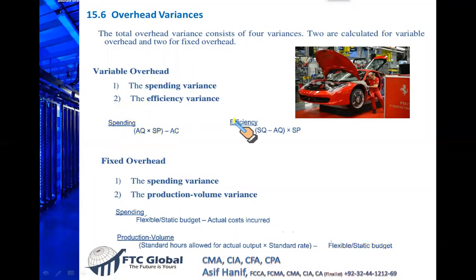So we have learned how to calculate the spending variance. What is AQ, SP, AC? We also learned how to calculate the efficiency variance, SQ, and we also learned how to calculate the spending variance for fixed overheads and production volumes. Again, let me revise. Spending variance is the difference between the fixed overhead budget and actual. There is no division. If you find this little confusing, you can simply write it as the FOH budget minus FOH actual. What did you budget? What was the actual? This is called spending variance.